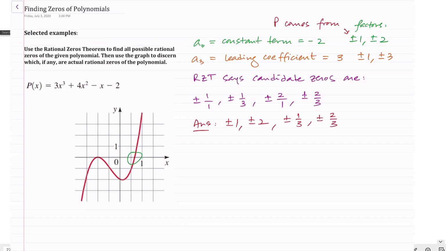Now, the next bit of the instructions are saying to go back to the graph now and try to identify which of those candidate zeros are actual zeros. And what you're supposed to notice here is that, when you list all of the candidate zeros using the rational zeros theorem, you may have what is a very long list. And typically very few of those candidates are actually going to be zeros, right? So the rational zeros theorem doesn't just cough up the zeros. It just gives you potential zeros, and then you have to work some additionally to figure out, well, what's what.